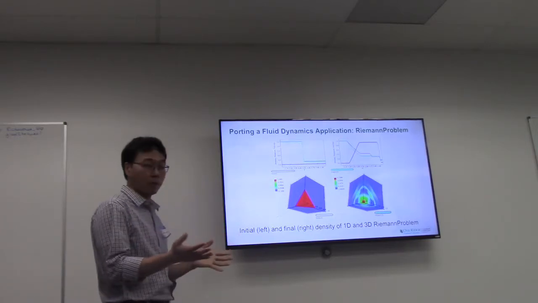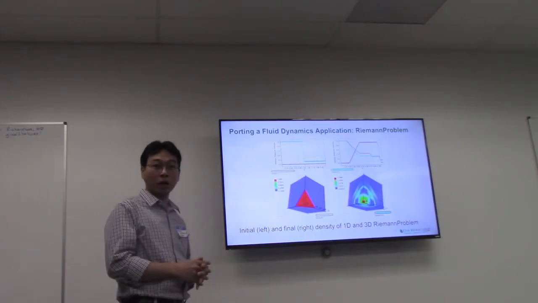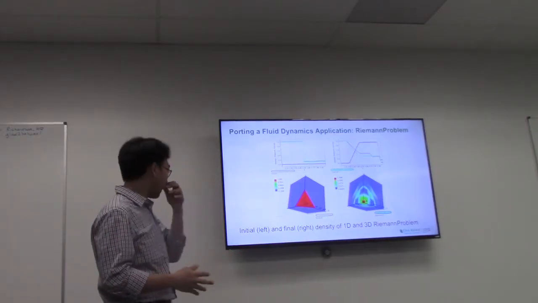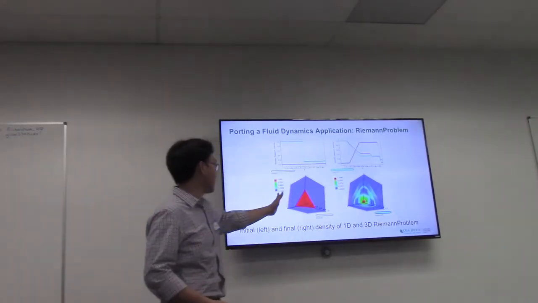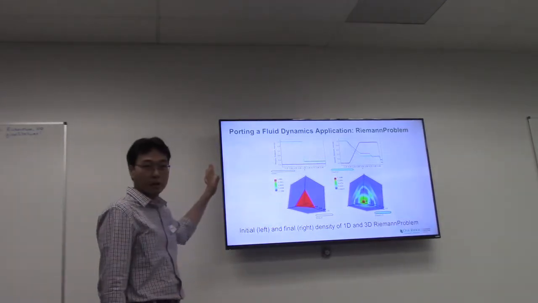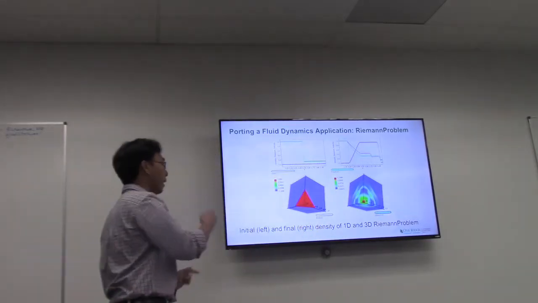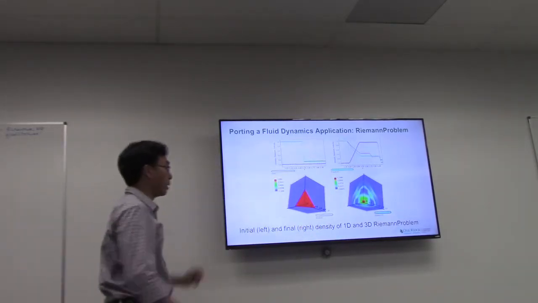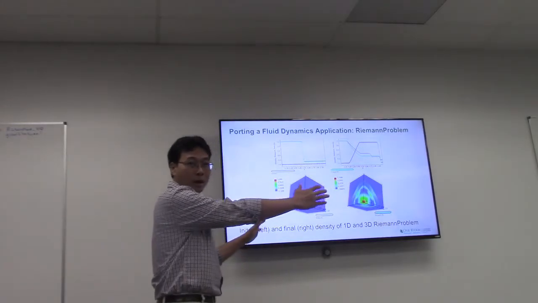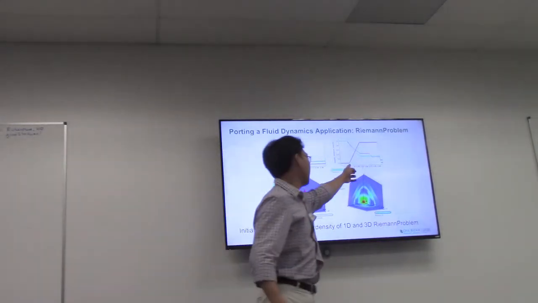It's a Riemann problem. It's an extension of the well-known shock tube problem. It starts on the left side. Basically there are two initial states: a high-density, high-pressure gas with a membrane, and a low-density, low-pressure gas. At time equals 0, you remove the membrane. A shock propagates to the right, and a rarefaction wave propagates to the left, and that's the initial state.